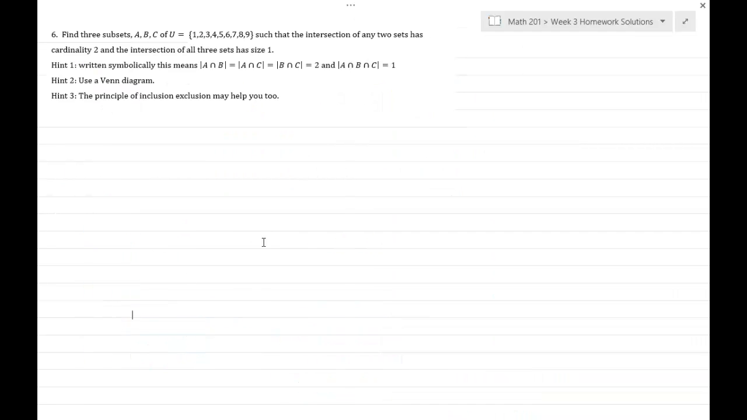All right, we talked a little bit about this on the Q&A session on June 10th, I believe, but I'm just going to work out this problem. We're looking for subsets of this universal set, and we want to build these sets so that any two sets have an intersection with cardinality 2 and the intersection of all three sets has a cardinality of 1. There are a lot of answers for this problem, so if your answer is different, you're not necessarily wrong. As long as it satisfies the cardinality conditions, you're fine.